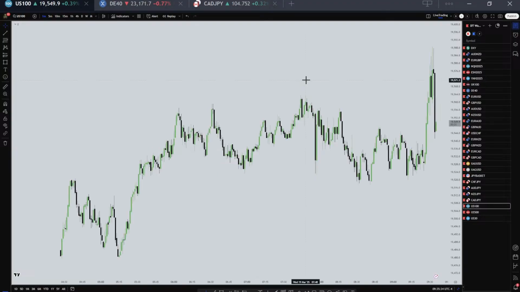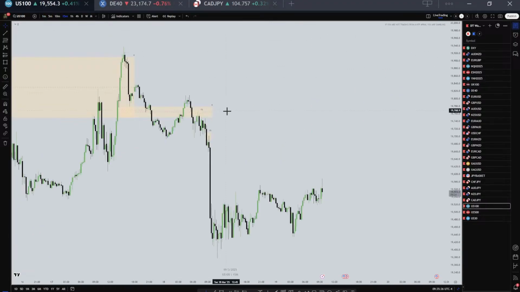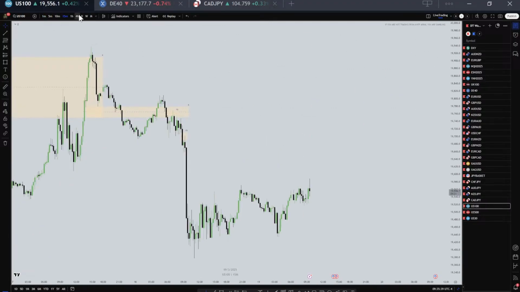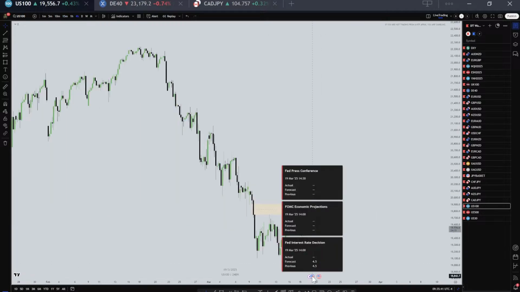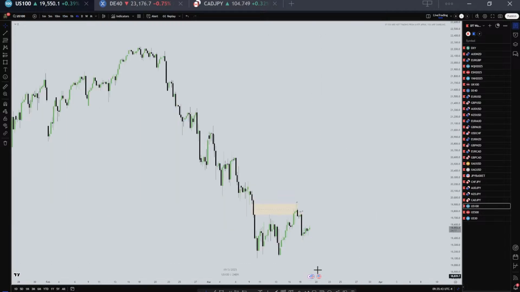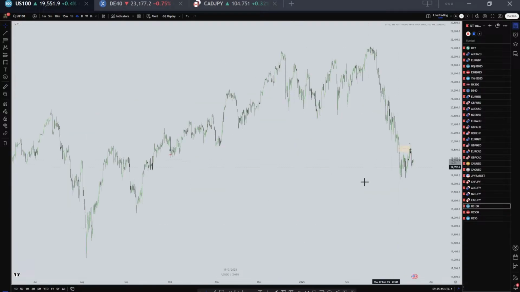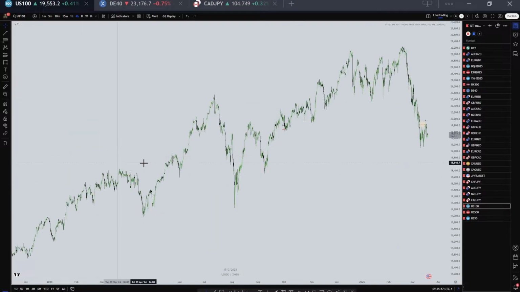Let's see what the indices are going to do. And most of the time, guys, they don't do anything before the Fed. So expect consolidation. We'll quickly go to the next one.